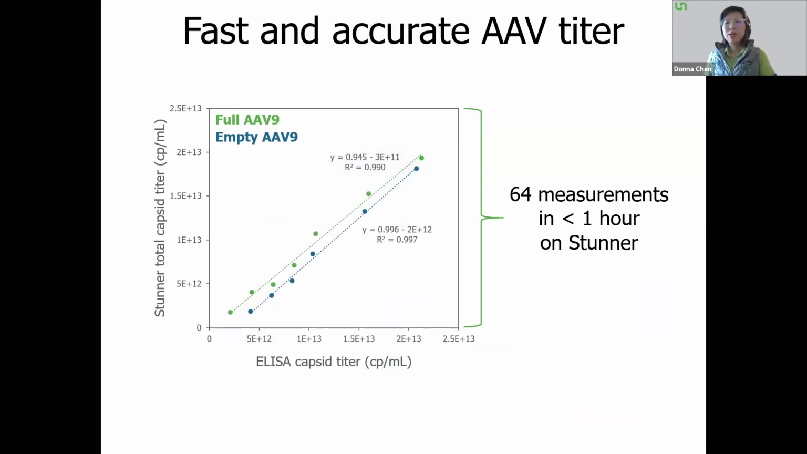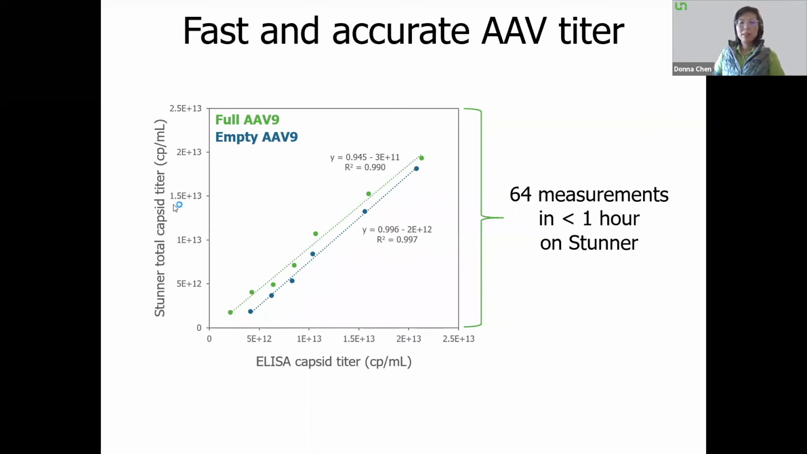So what's nice about using the Stunner is that it's going to save you 3 hours running ELISA to get AAV titers. Here we're making a direct comparison of ELISA titers with Stunner titers. In this scatter plot, we are running 2 types of AAV formats: the full AAV9 capsid and also the empty AAV9 capsid. The green line is the full AAV, and the blue is the empty AAV. ELISA titer is shown on the x-axis, and Stunner titer is shown on the y-axis.